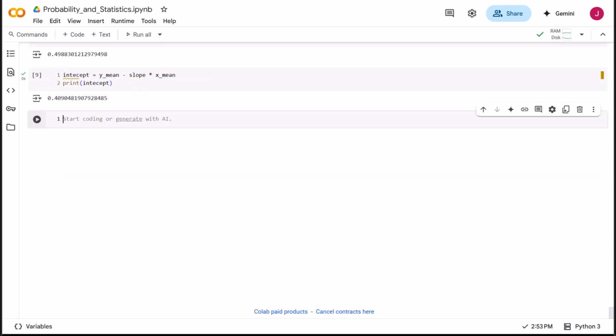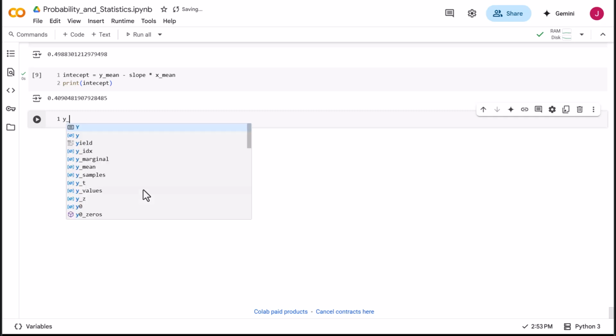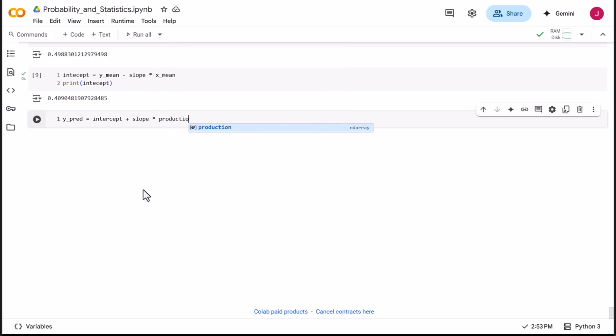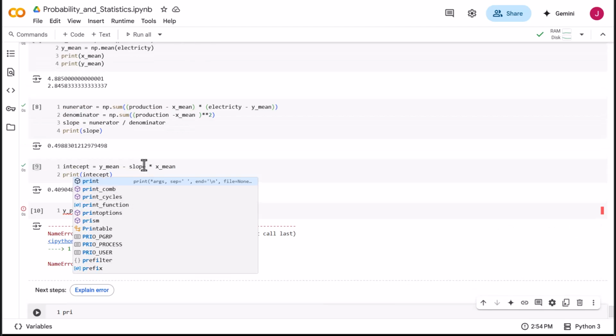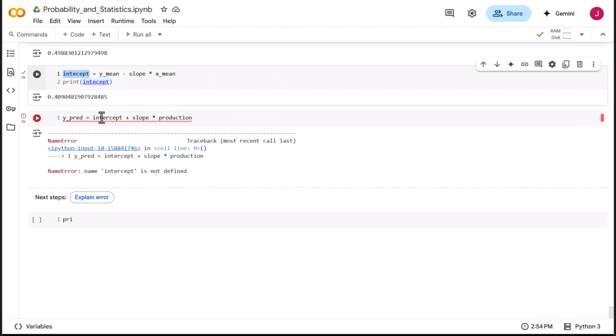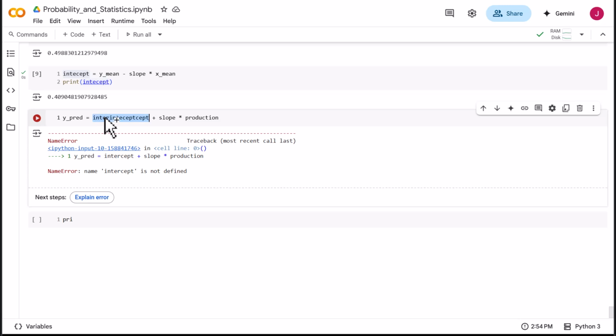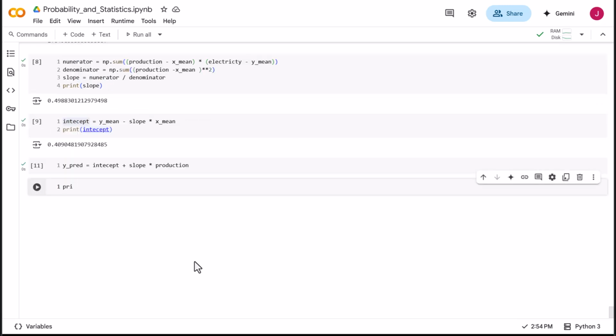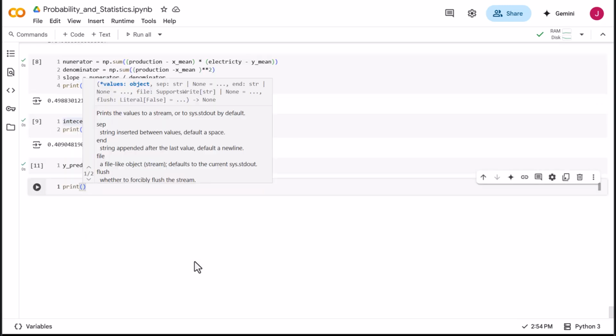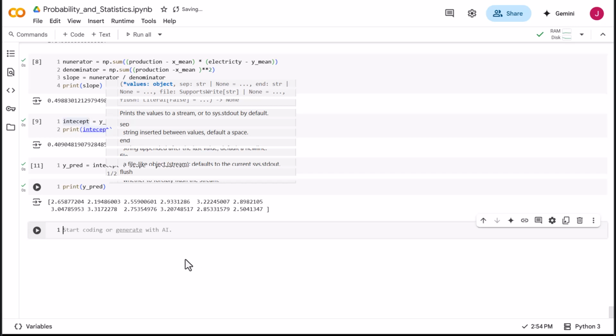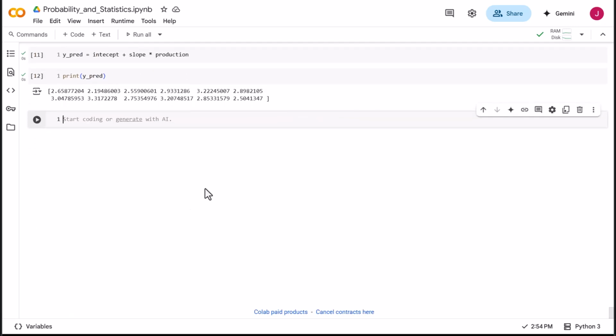Now I can go for prediction of y values, right? It means I use this model to predict each x value. So y prediction is equal to intercept plus slope multiplied by every value of production, right? And I can print the intercept, right? And now I can print y pred. So these are the prediction values for each value of x.